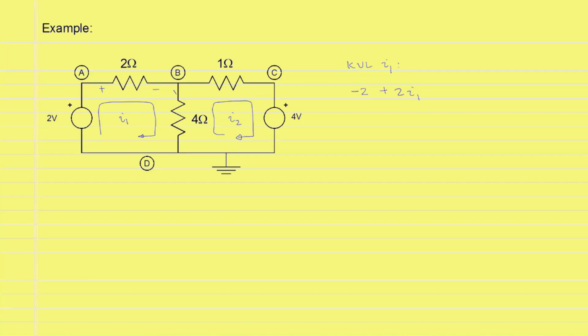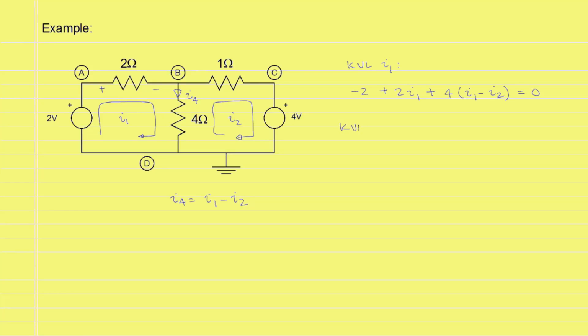For the 4 ohm resistor, the current flowing in the downward direction, we will call that I4, and I4 will be equal to I1 minus I2. And the voltage drop across this 4 ohm resistor, given with a positive sign, will be 4I4 or 4 into I1 minus I2. And this will be equal to 0 to satisfy KVL.